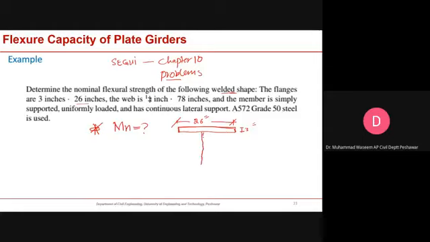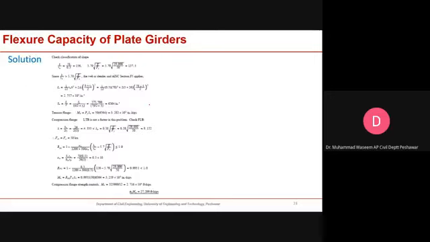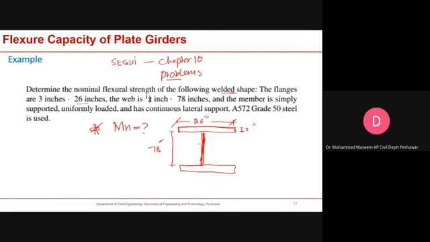Let me draw it. I'm sorry for my drawing. So let's assume this is about 78 inches, and the thickness, I have to see what the thickness is. Thickness is about 0.5 inches. This is tw, this is 0.5 inches.